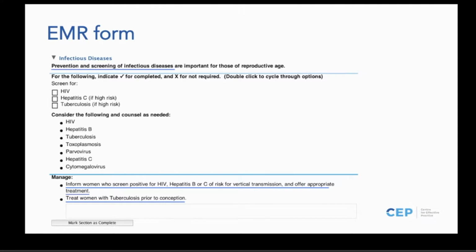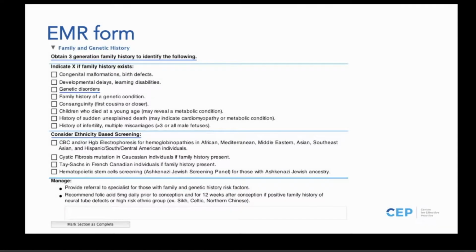Another aspect is the family and genetic history. It's important to remember to look at family history and consider ethnicity-based screening. So you can briefly go through and ask if anyone in their three-generation family has a history of any of these conditions, and that would guide potentially further referral to genetic counseling, or sometimes you even need to get a more detailed family history if some of this may be positive.